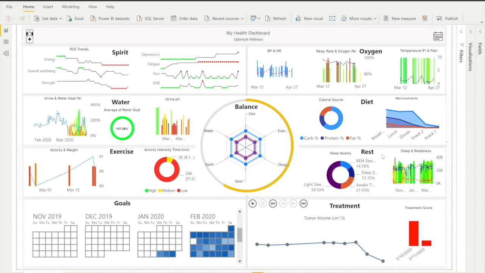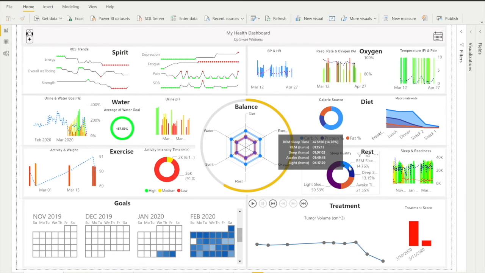Rest is one of those very important things that allow us to recover. The amount of rest can actually be tracked through this category of health. This graph depicts the results of a person's sleep that spends 14% of their sleep time in REM sleep, whereas 13% is deep sleep. 21% of their time in bed is spent awake. A large portion, 50%, is spent in light sleep.